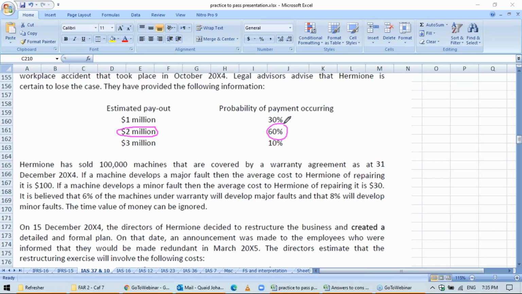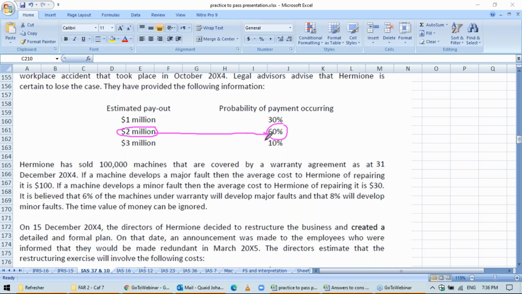So see, first question is whether the company is bound to make the payment or not. Yes or no? Answer yourself. Yes, they have to make a payment because the accident has occurred and the company cannot save itself. Now the next question is that once the company has to record the liability, at what amount will it record it? 1 million, 2 million or 3 million. There are three possibilities. You will see that the most likely payment is 2 million, 60% chances.